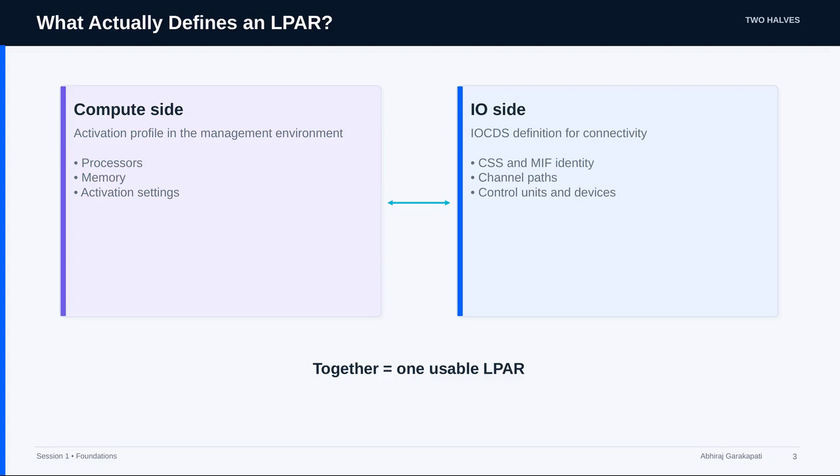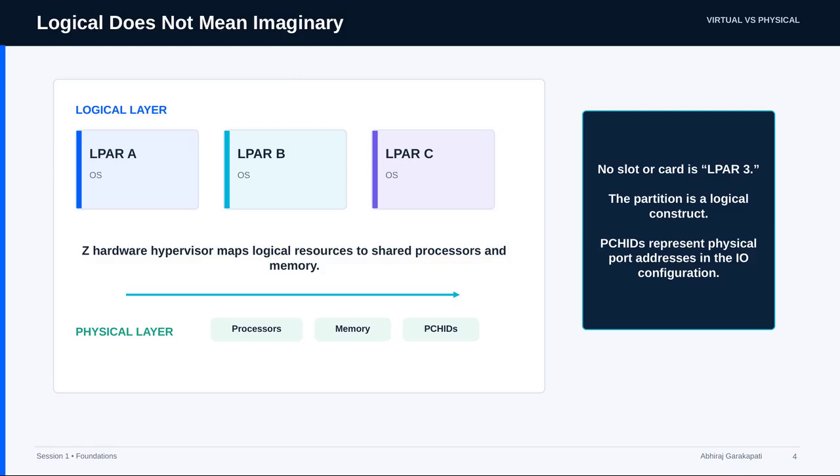The human readable name also matters, along with the CSS number and MIF identity used by the machine. Engineers coming from smaller systems sometimes look for a physical object that corresponds to a partition. There is no card labeled LPAR 3 and no drawer that belongs only to a specific partition. The partition is logical, but its effect is very real because the hardware firmware enforces its boundaries. Physical processors and memory are mapped to logical partitions by the platform. On the I/O side, CHPIDs are the physical port addresses. This logical to physical separation is what gives the machine flexibility. Workloads can receive logical resources without every partition needing a dedicated set of physical components.